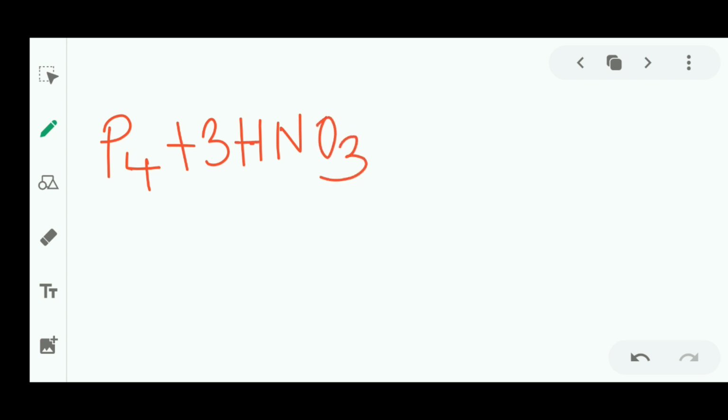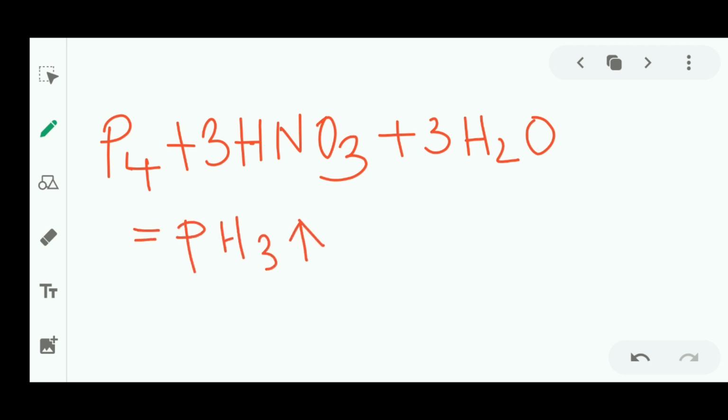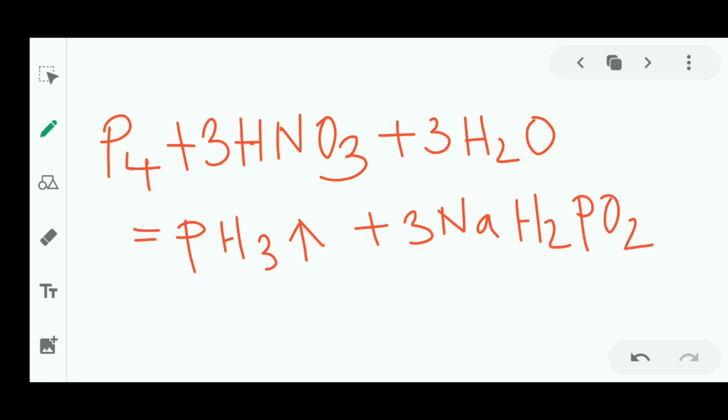So it produces what? Phosphine gas, that is PH3, and PO2 is also formed. Okay, sodium hypophosphite is formed in the solution. This chemical is known as sodium hypophosphite. Okay, so this is the reaction of phosphorus.